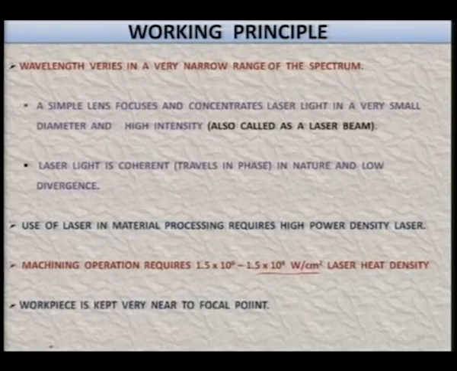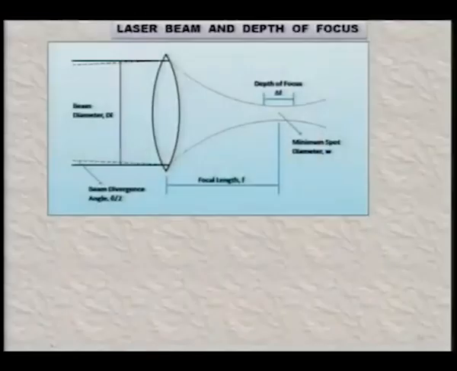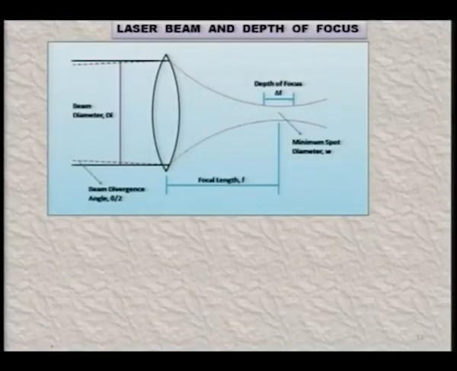The workpiece is kept very near to the focal point of the laser beam, because the closer it is, the more intensity of heat it will have and the higher efficiency the system will have. Then laser beam and depth of focus. Now, with normal light the focus is at a particular point, but a laser beam has a certain length over which you find more or less the same heat intensity or density, and that is why it is shown as delta f, the depth of focus.